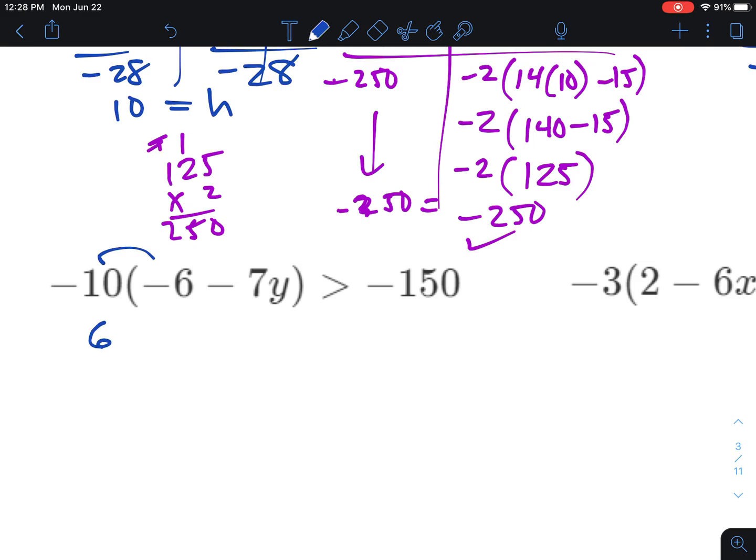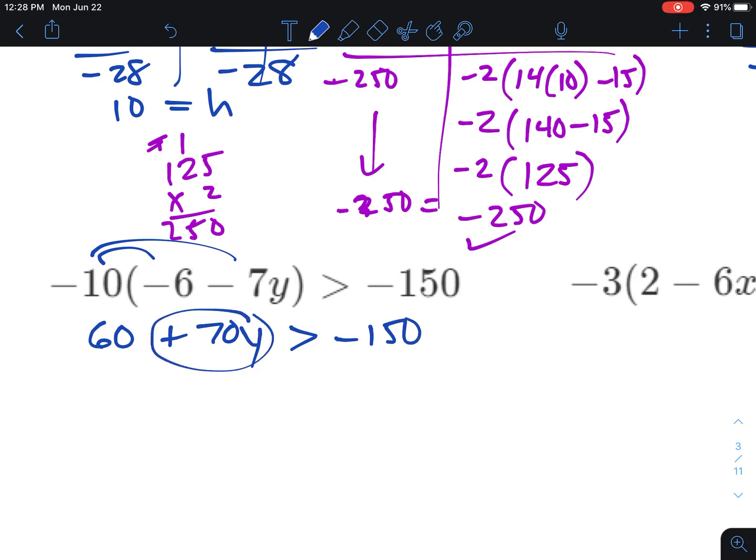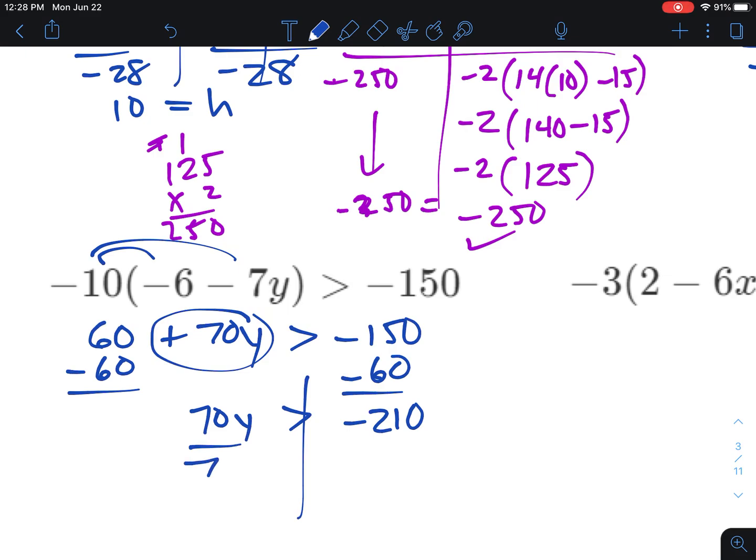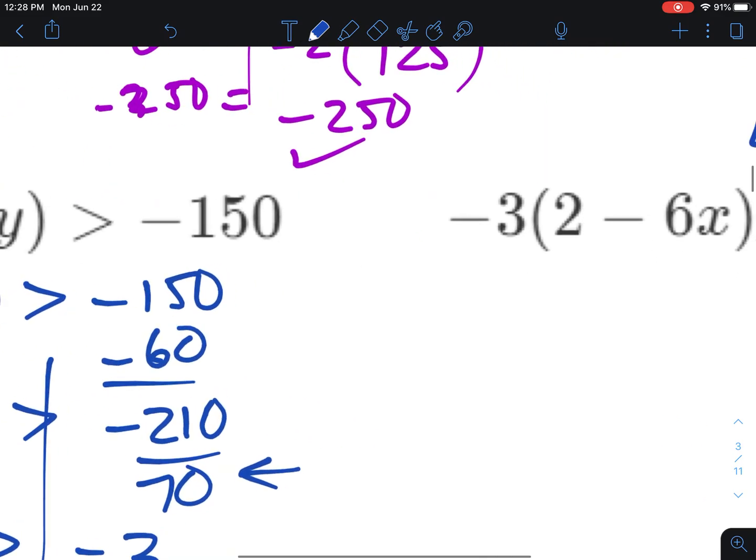Multiply this negative 10 in, you get 60. Negative 10 times that would be 70y, positive. Greater than negative 150. Here's our variable. Let's get rid of the 60. It's positive, so we subtract it. Get negative 210 here. Bring the symbol down, bring this down. One more step to get y by itself. And you got it. Notice how we didn't flip this one because we didn't divide by a negative. 70 is positive, so the symbol stays the same direction. Only dividing or multiplying by a negative flips your symbol.